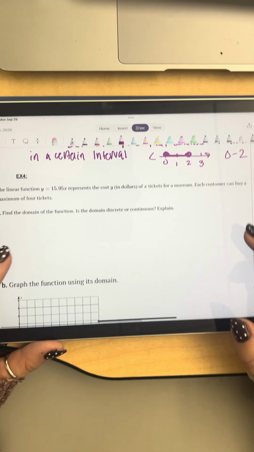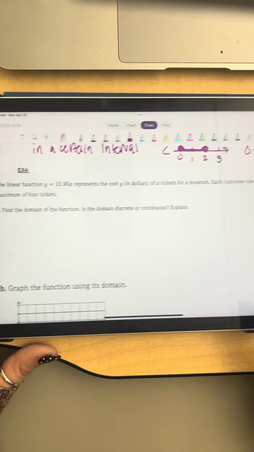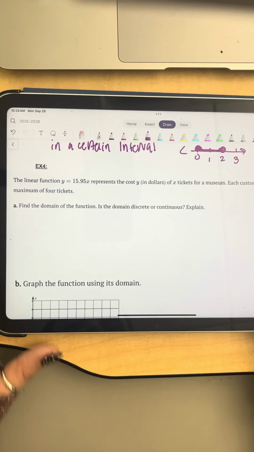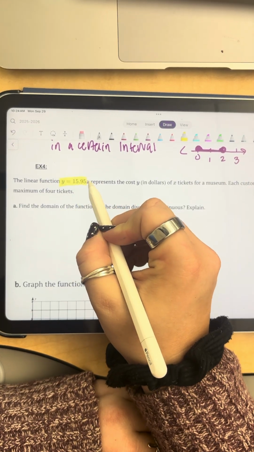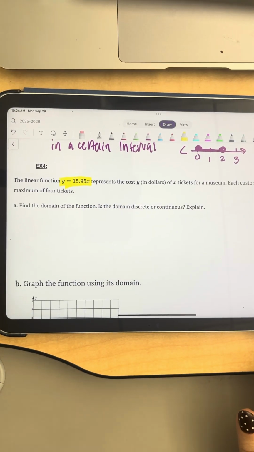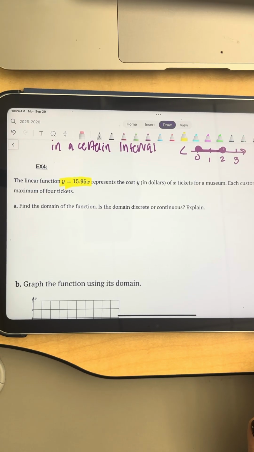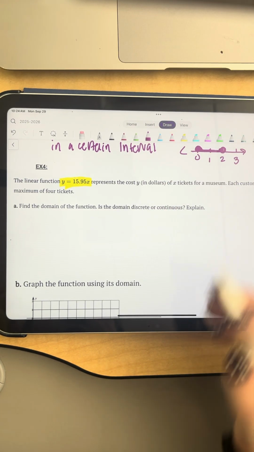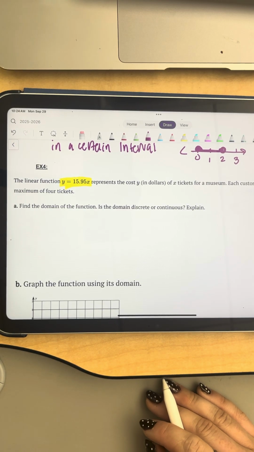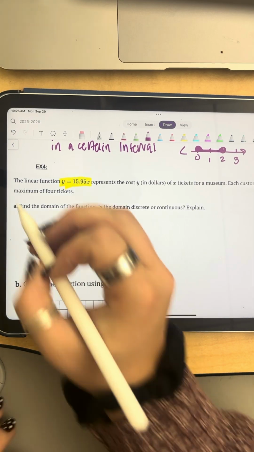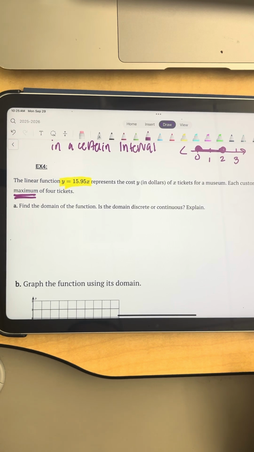So we did the first 3 examples yesterday, so jumping into example 4. We've got the linear function, y equals 15.95x, which represents the cost in dollars of x tickets for a museum. They always will explain which one is which, which is going to be important in the context. Each customer can buy a maximum of 4 tickets, okay? So we're going to find the domain of the function. Is it discrete or continuous?